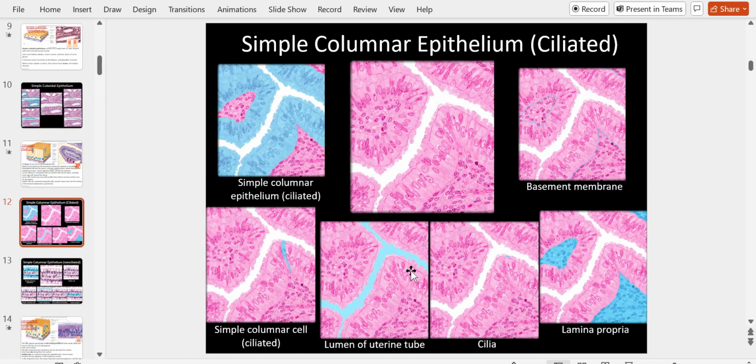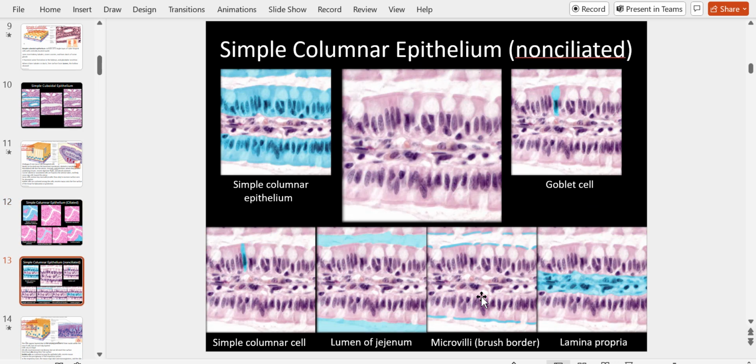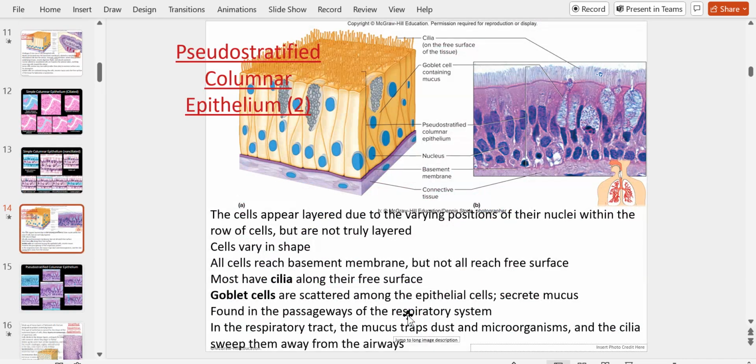Okay. So there's your simple columnar epithelium. Okay, you can have a look at there. And you'll see the ciliated, non-ciliated. There's the lumen there, the uterine tubes. Very nice. Here are some more shots there. This is non-ciliated. Okay, there's your goblet cells. Lumen there of the jejunum. Perfect.